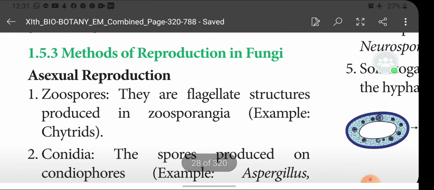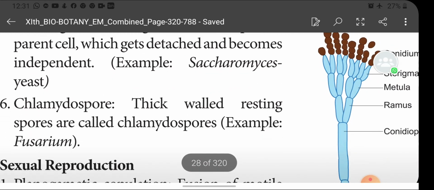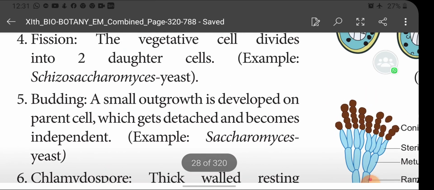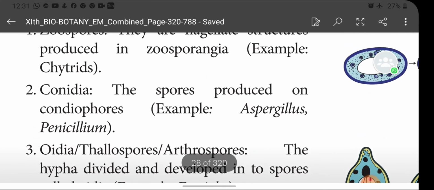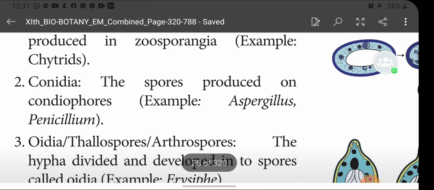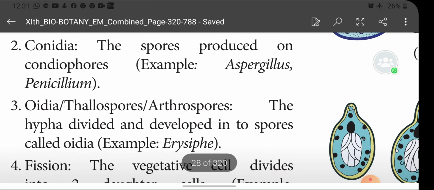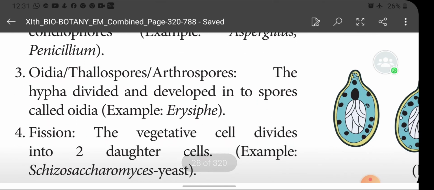Next, asexual reproduction in fungi takes place by zoospores, gonidia, oidia, fission, budding and chlamydospores. Let's see about zoospores. They are flagellate structures produced in zoosporangia, example chytrids. Gonidia are spores produced on gonidiophores, example Aspergillus and Penicillium. Oidia are thallospores or arthrospores. The hypha divides and develops into spores called oidia, example Erysiphe.